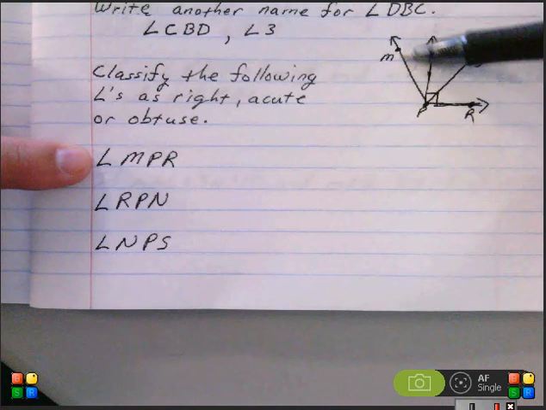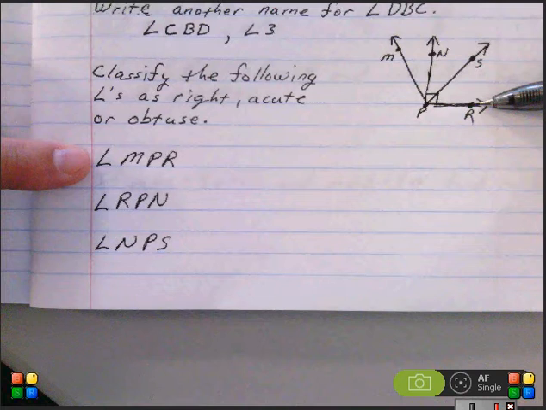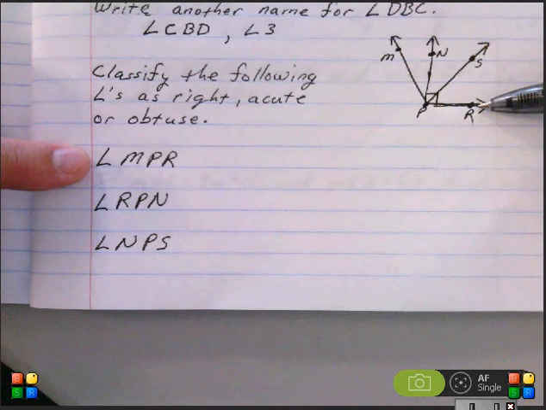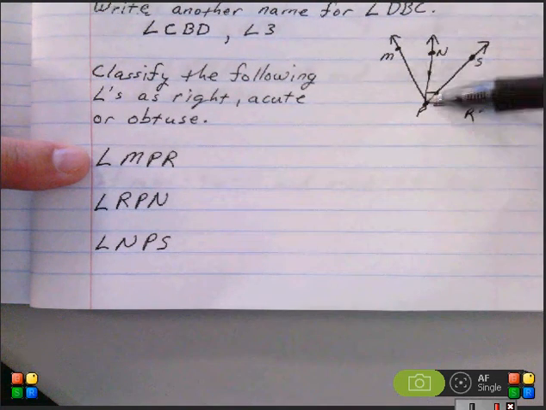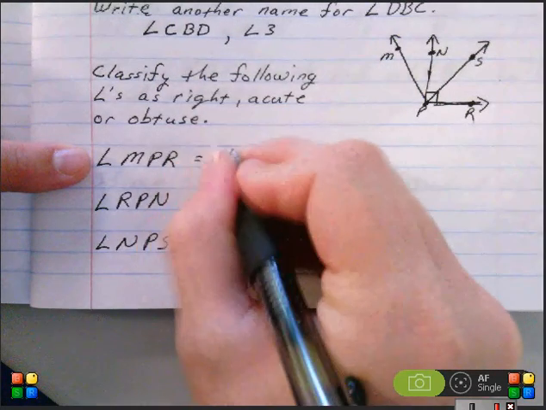What kind of an angle is MPR? So we're going to start with the first one, right. Is it exactly 90 degrees? Well, no, that's more than 90 degrees. The next one is acute. That was less than 90. We'll know because we said it's more than 90. So this one has to be obtuse.